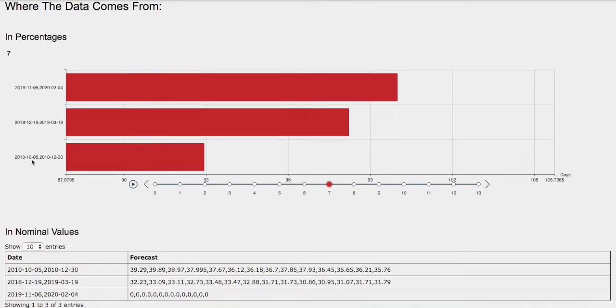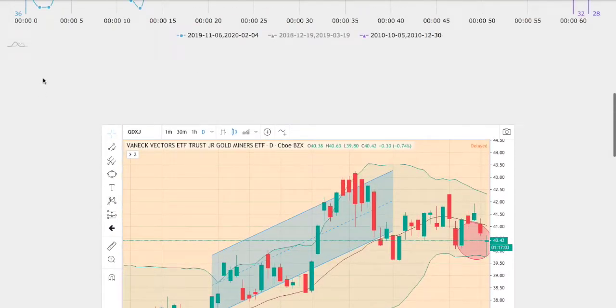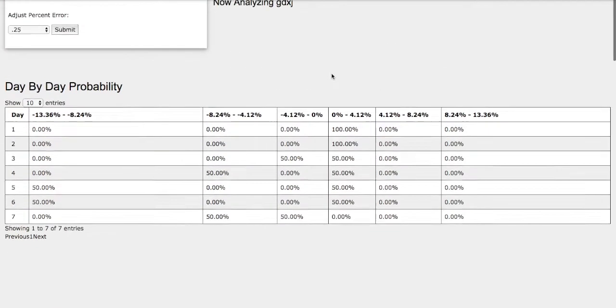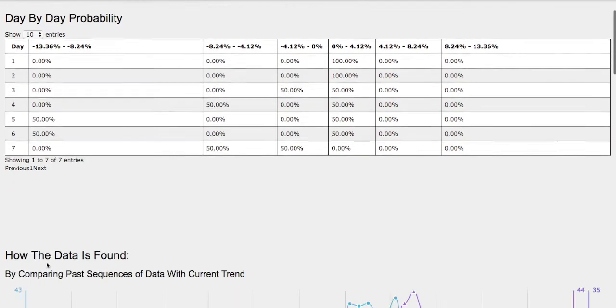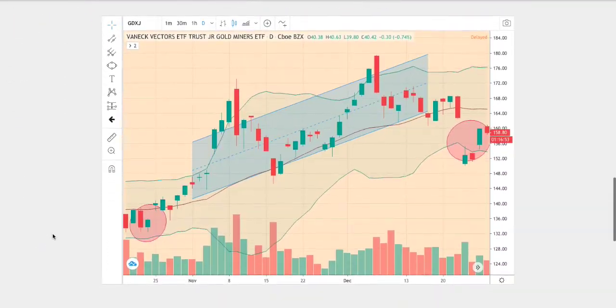So the model that we just examined was October 5th to December 30th, 2010. Back then, Gold Miners Jr. was down roughly around, I would say, 7.5% or around 7%. So gold miners may continue to head down further, and that also coincides with this extreme case between negative 4% to 8% down. So again, this model is now available in the link below, so do check it out.